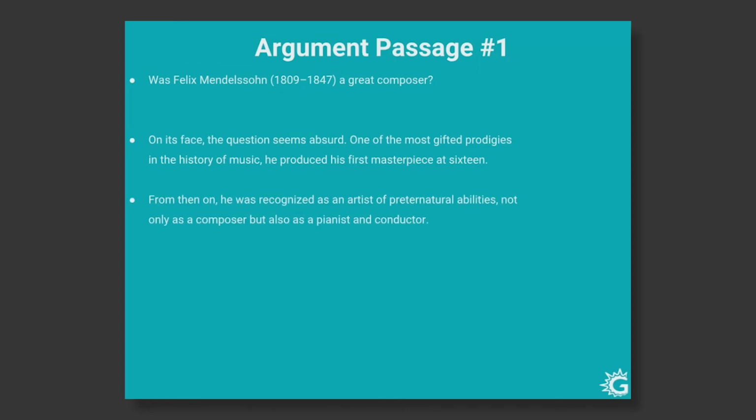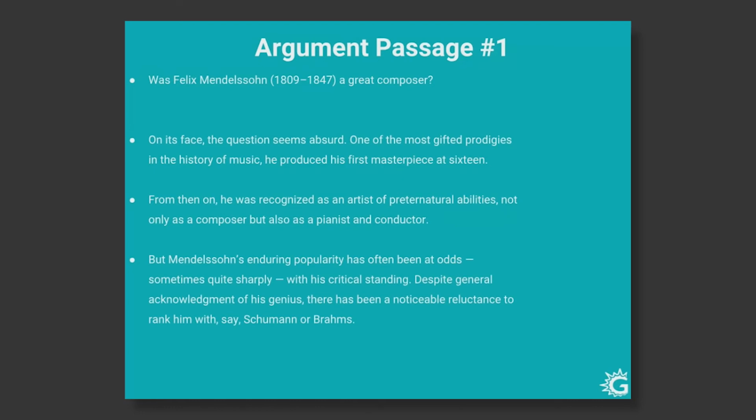What about the next sentence? From then on, he was recognized as an artist of preternatural abilities, not only as a composer, but as a pianist and a conductor. Okay, so after composing that first masterpiece, he was just acknowledged. Everybody saw that he was an amazing artist. He had all of these amazing abilities. He wasn't just a great composer, but he was also a great pianist and a great conductor. So that's a lot of talent, right? So more background information. We're getting to know about his talents.